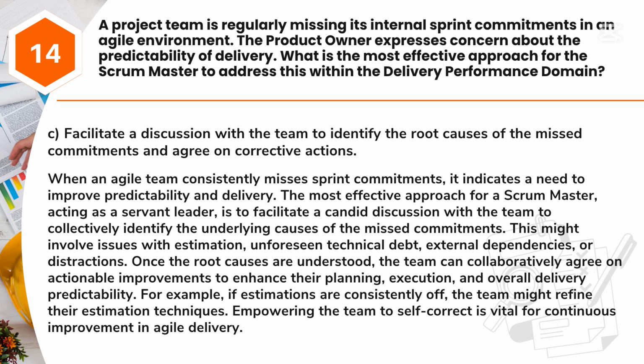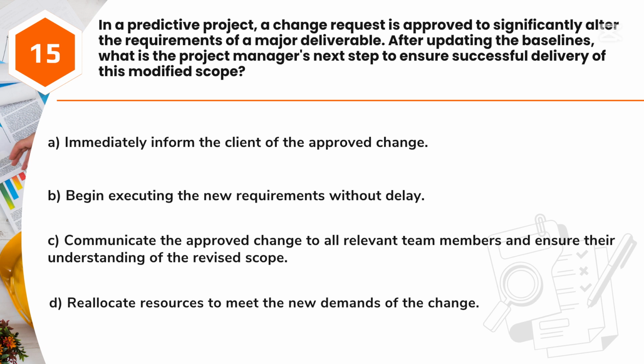For example, if estimations are consistently off, the team might refine their estimation techniques. Empowering the team to self-correct is vital for continuous improvement in agile delivery. Question 15. In a predictive project, a change request is approved to significantly alter the requirements of a major deliverable.